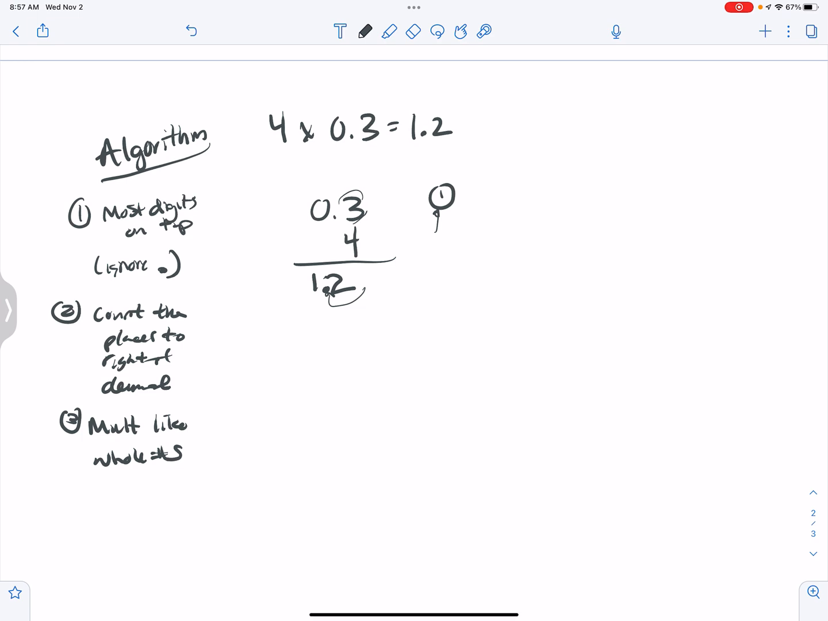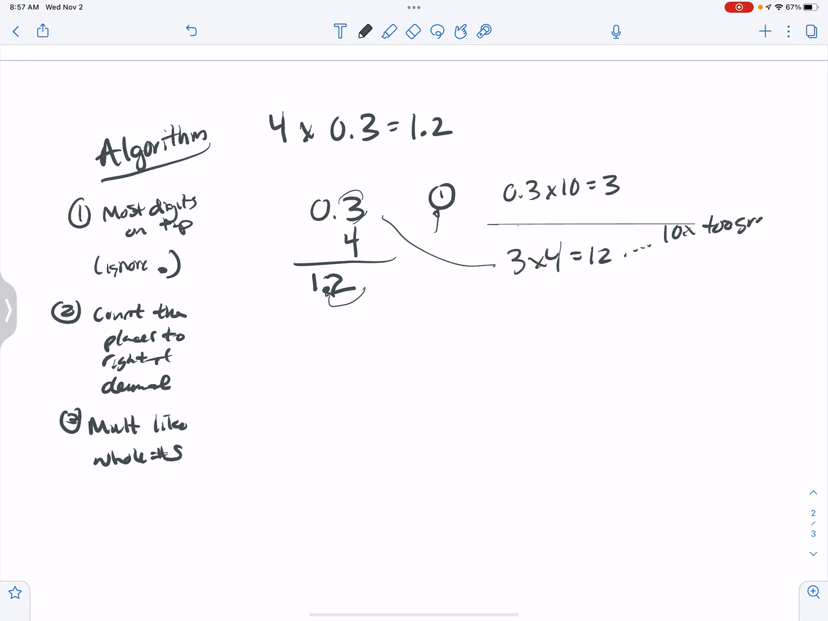So a quick background on why. When you do this multiplication as just 3 times 4, I know that 3/10 times 10 equals 3. So when we get this 12 here, this is actually 10 times too great. And so to undo that, we would need to divide by 10, which would then shift that decimal point back over.